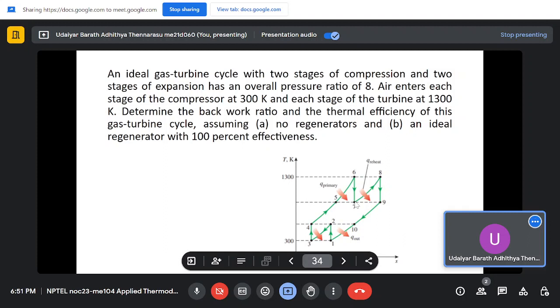So the turbine is at 1300 Kelvin. Determine the back work ratio and thermal efficiency of this gas turbine cycle. If you see, the maximum and minimum temperature is the same as the previous problem. Now instead of a single stage, we have converted it into a two stage.